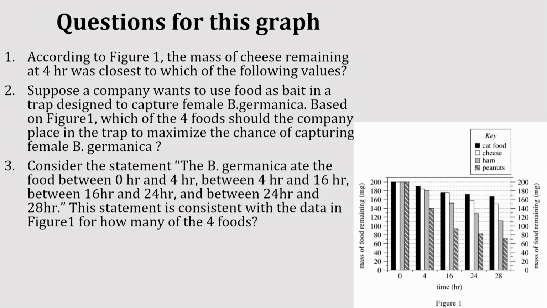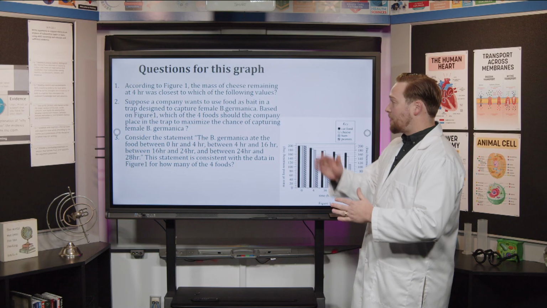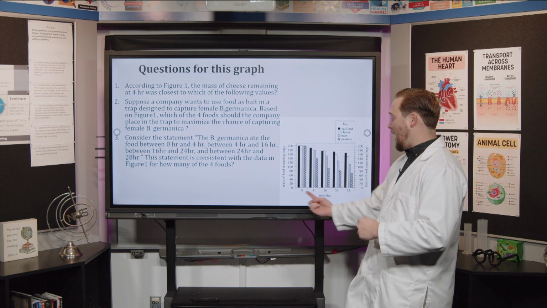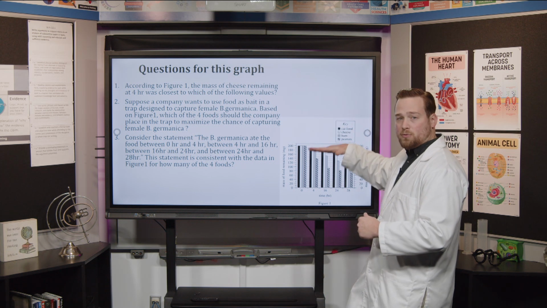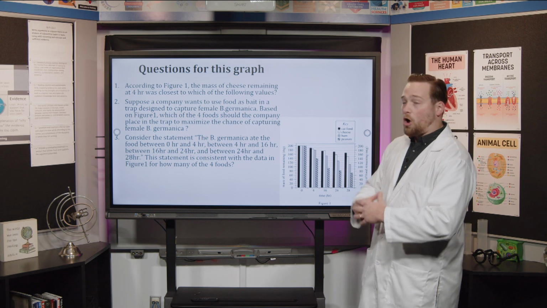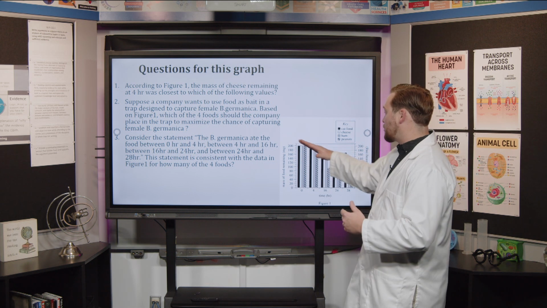Number 3 says, consider the statement. The B. germansenia ate the food between 0 and 4 hours, between 4 and 16 hours, between 16 and 24 hours, and between 24 and 28 hours. This statement is consistent with the data in figure 1 for how many of the 4 foods? Well, we should be able to see here, and we did it on that previous slide, that there is an inverse relationship. As time increases, the amount of food decreases. At every interval, these bars are becoming smaller and smaller. So it's all of them. We know that just based off of the trend here.